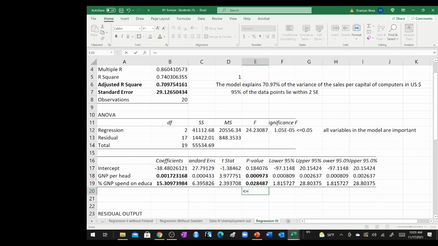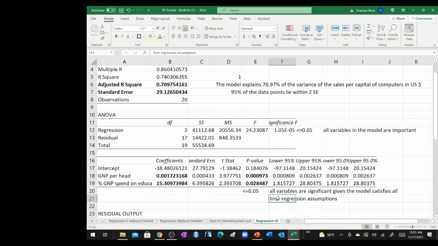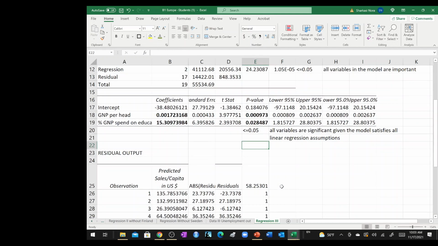Now, over here, let's say they are all less than 0.05. And we say all variables, here variables as independent variables, are significant given that the model satisfies all linear regression assumptions. Good? Perfect. Okay, now let's take a look at these coefficients over here.